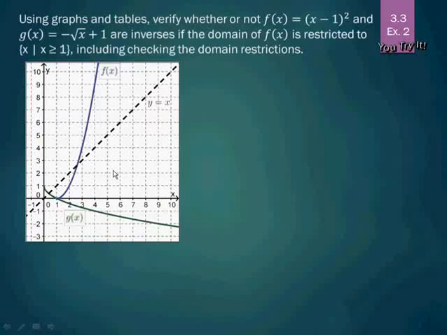Using graphs and tables, verify whether or not f of x equals (x minus 1) squared and g of x equals negative square root of (x plus 1) are inverses, if the domain of f of x is restricted to the set of x's such that x is greater than or equal to 1, including checking the domain restrictions.